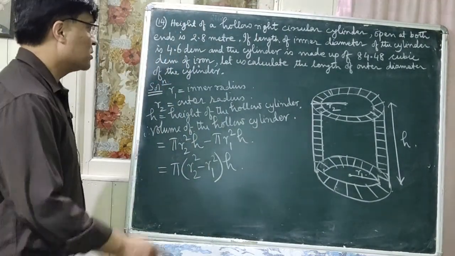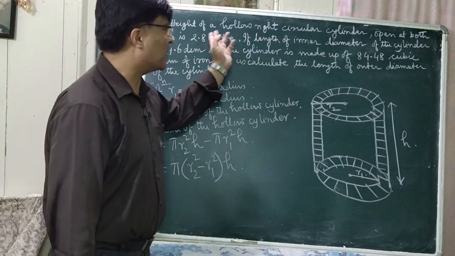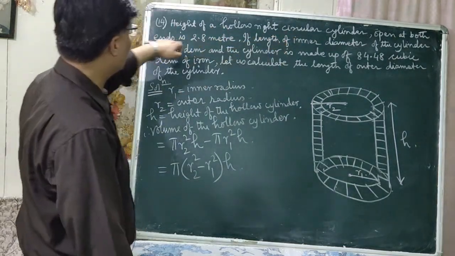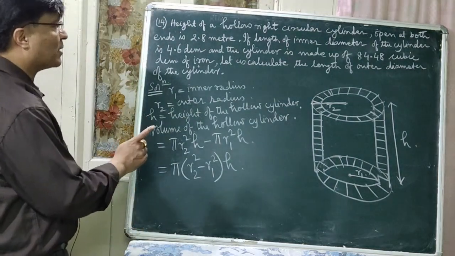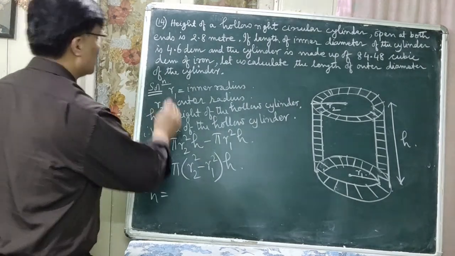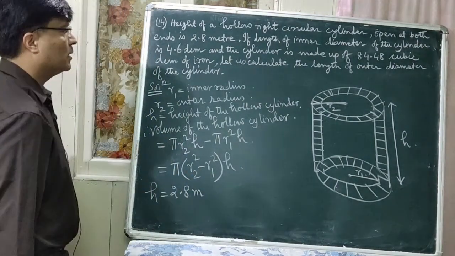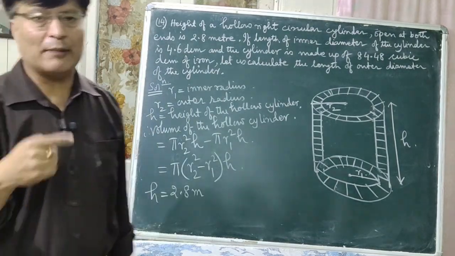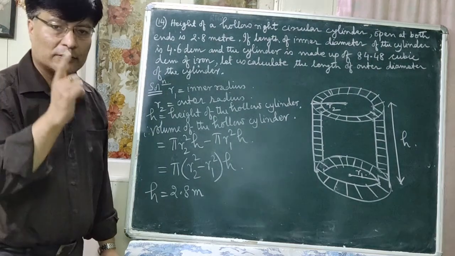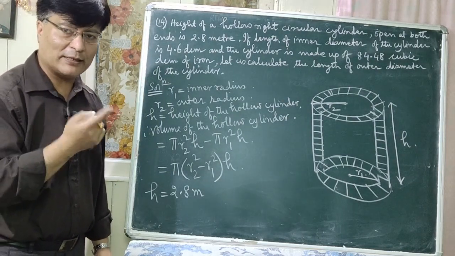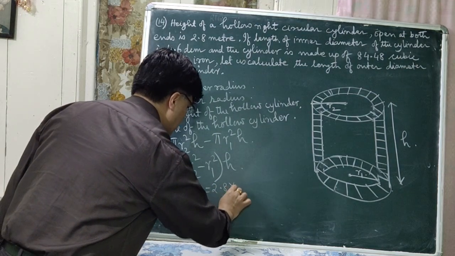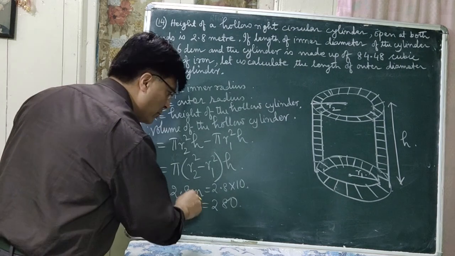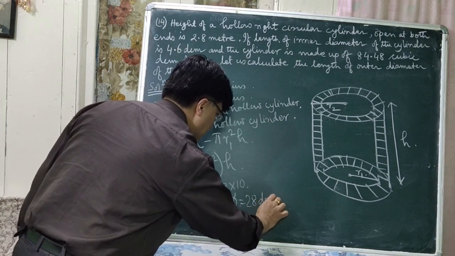So I think you have understood it. So now let's do this question. In the question, it is given that the height of the hollow right circular cylinder, open at both the ends, is 2.8 meter. So let us write here, h is equal to 2.8 meter. But since volume is given in terms of cubic decimeter, let us convert this meter into decimeter. From meter to decimeter, the unit gets smaller, so you have to multiply by 10. So 2.8 into 10 is equal to 28 decimeter.